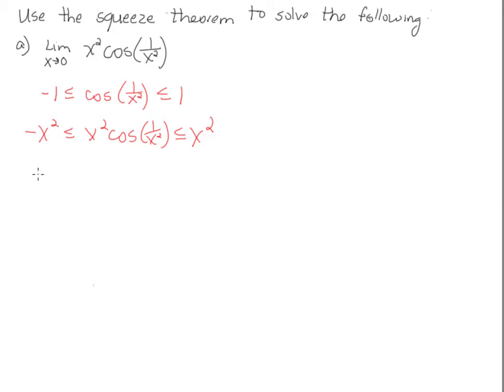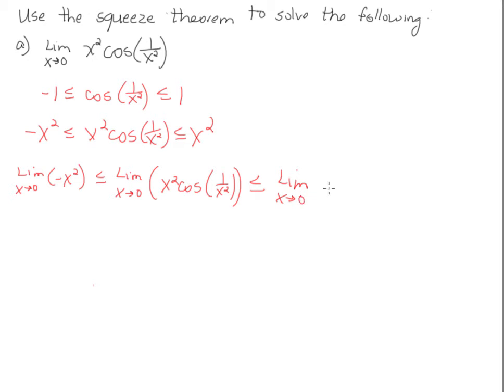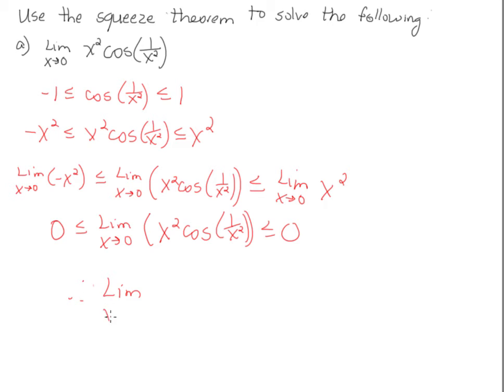Now to find the limit, I'm going to take the limit of the left, the limit of the middle, and the limit of the right as x goes to 0. The limits as x goes to 0 of negative x squared and positive x squared can easily be solved by direct substitution. So I replace every x with 0 and simplify, and I end up with 0. Since it's squeezed between 0 and 0, I know the limit as x approaches 0 of x squared times cosine of 1 over x squared must also equal 0.